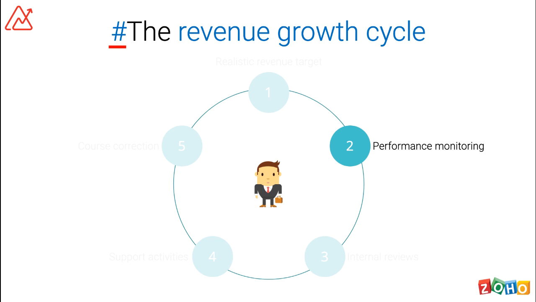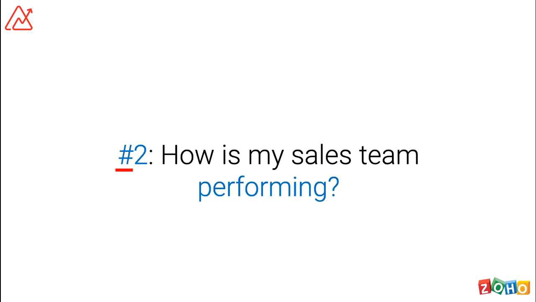So with that, we move on to stage 2 in the revenue growth cycle, and I call it the performance monitoring. So, this is one of the questions that keeps lurking in the back of our minds, irrespective of what designation we hold in an organization. And the question is, how is my sales team performing? Does that ring a bell? Are we able to relate to that?